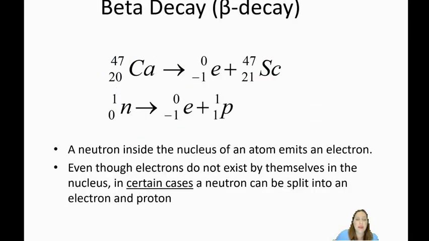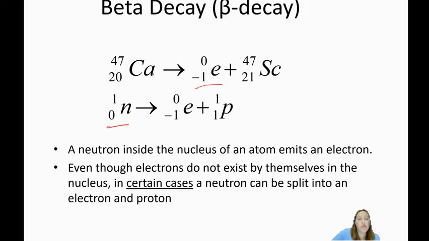Beta decay. Hopefully you saw this in your Gizmo lab, which I really like. Beta decay is really the loss of a neutron, and that neutron splits into an electron-type particle and a proton. So what ends up happening with beta decay is we release a beta particle, and the beta particle has a -1 charge and then 0 mass change.